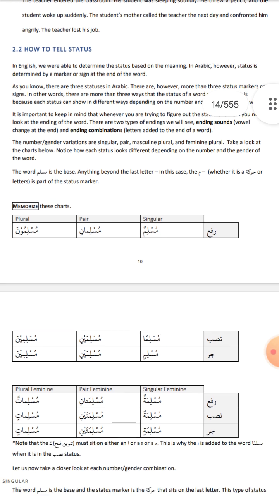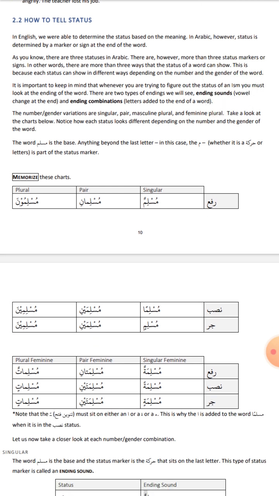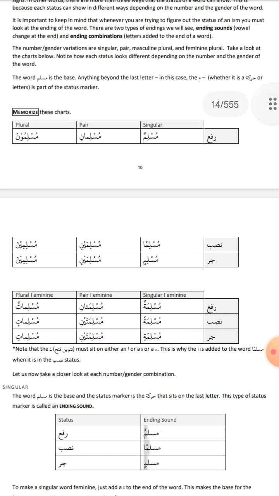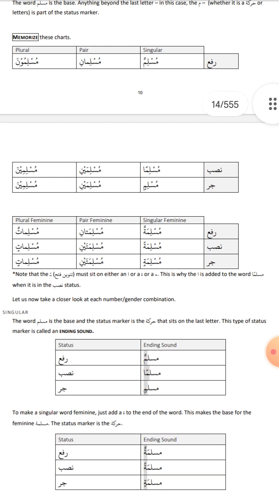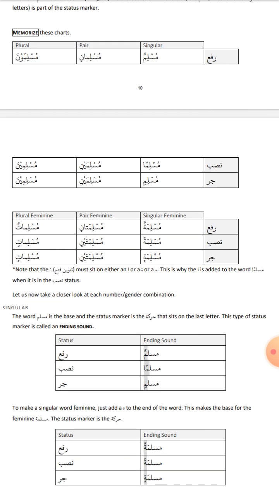The word Muslim is the base. Anything beyond the last letter, in this case the meem, whether it is a haraka or letters, is part of the status marker. Memorize these charts. Rafa: singular, pair, plural: muslimun, muslimani, muslimuna. Nasb: musliman, muslimayni, muslimina. Jar: muslimin, muslimayni, muslimina. Rafa: muslimatun, singular feminine; pair feminine: muslimatani; plural feminine: muslimatun.